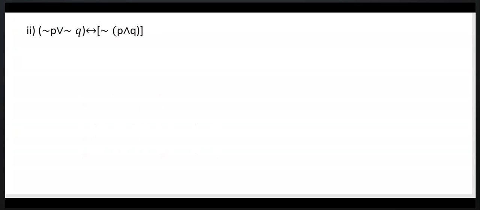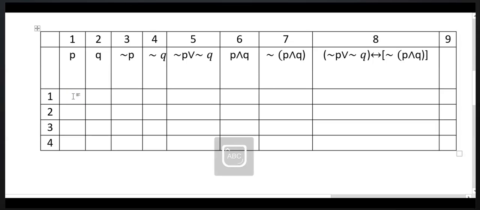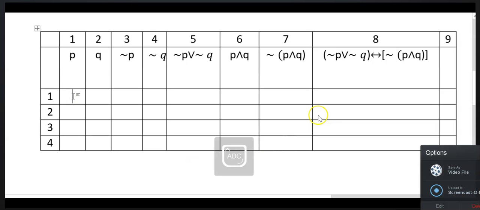Next is, in this case the main joint is this. This is the main joint of this question. That's why we want to construct first of all P, Q, negation of P, negation of Q. Then we'll find out negation of P or negation of Q. This is the fifth one. Next we'll find out P and Q and their negation. And now we'll construct this table.